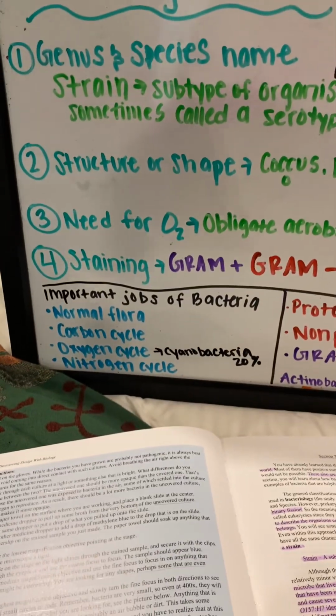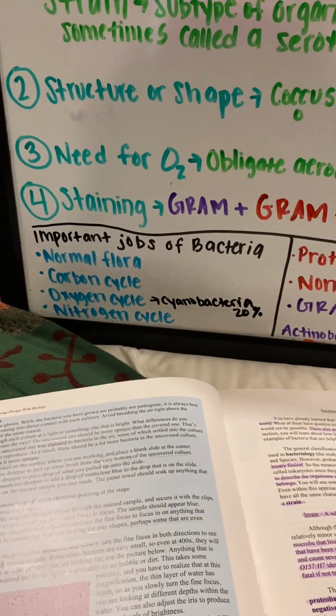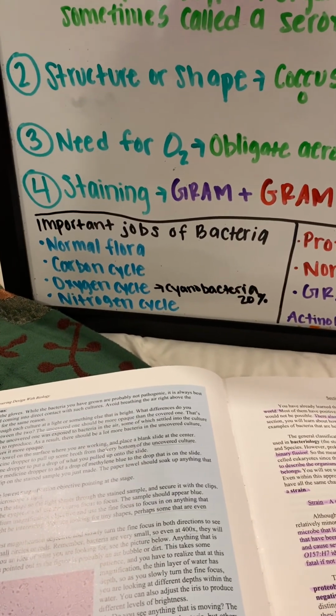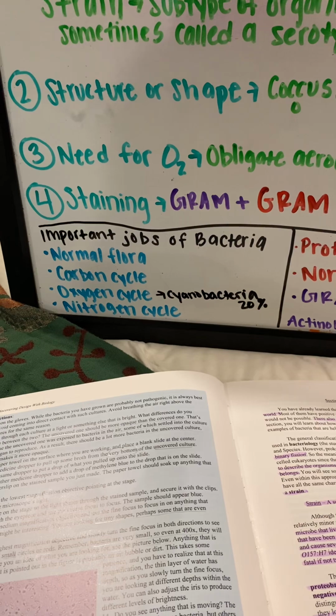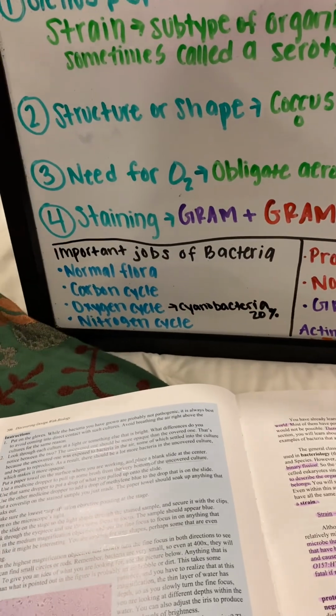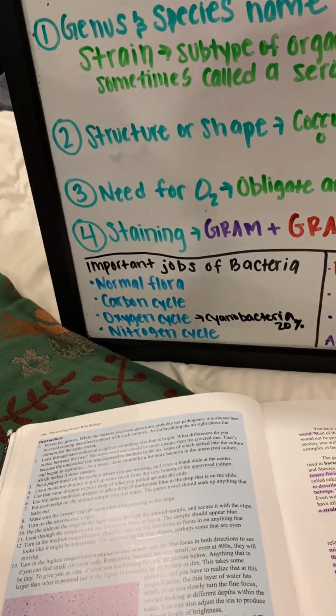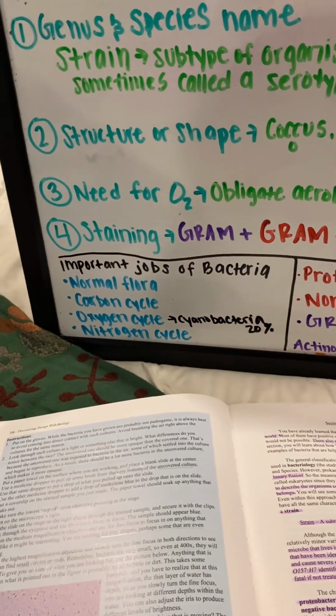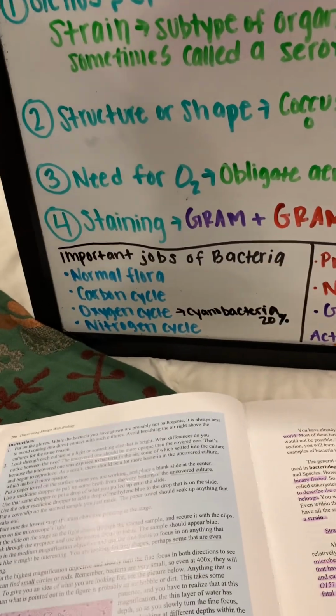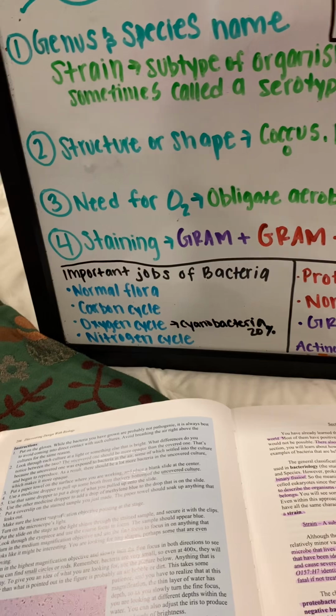And then also, there are some important jobs that bacteria do that we've covered. One is our normal flora, which means that's where it should live normally, wherever that may be, whether that's in our mouth or on our skin, but they need to stay where they're supposed to stay. And when they get out of control, that's when they start to cause infections.